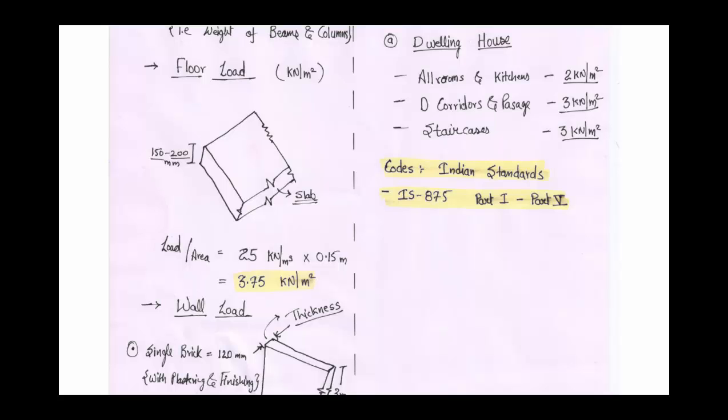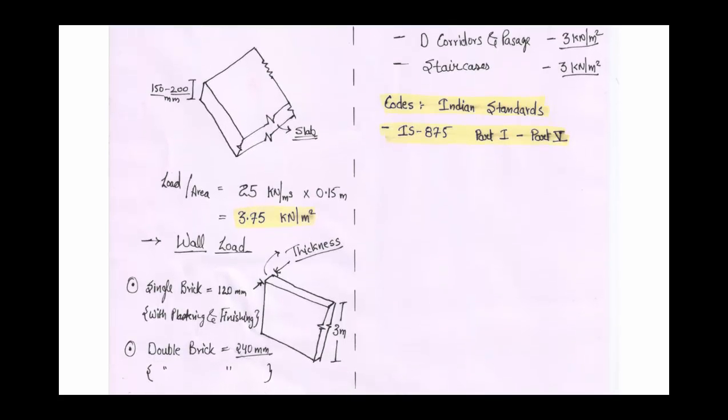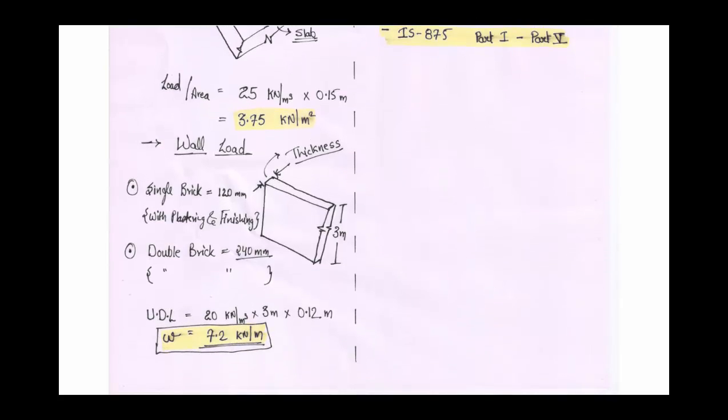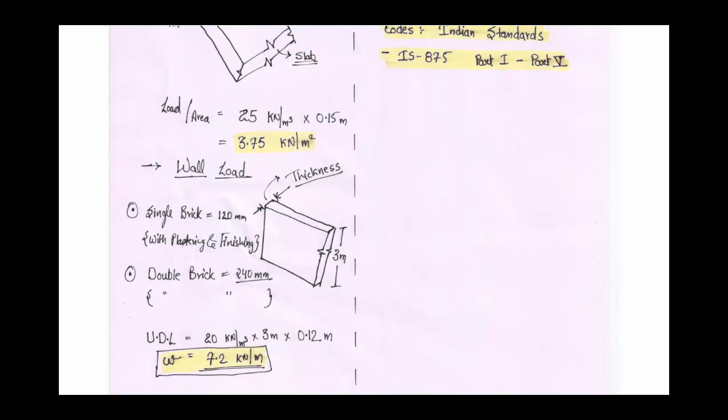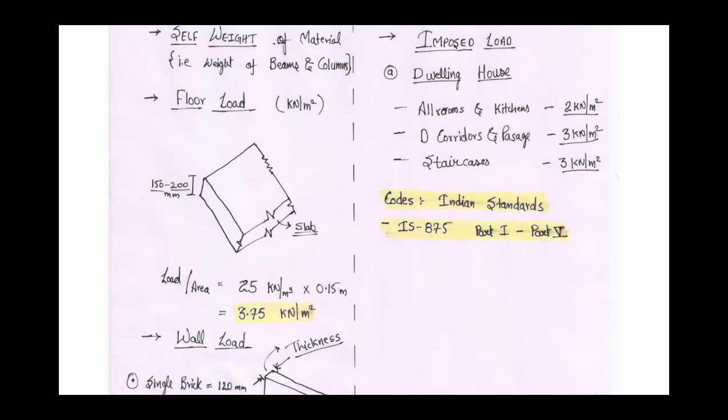Then the third one is wall load, which can be converted into UDL. Generally a single brick masonry is 120 mm thick with plastering and finishing, while double brick has 240 mm thickness. For 3 meter headroom and a 120 mm thick wall, we have 7.2 kN per meter UDL, as the unit weight of brick is 20 kN per meter cube.